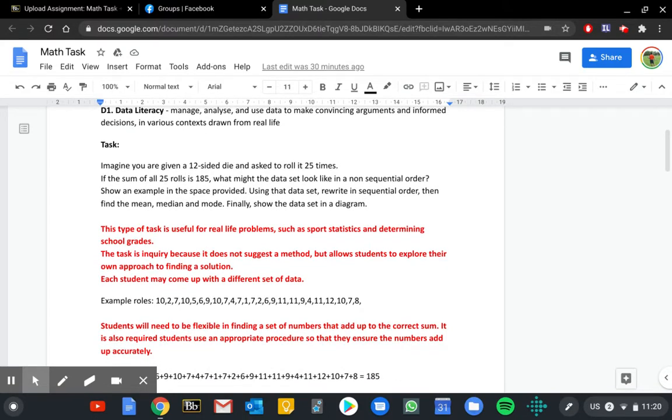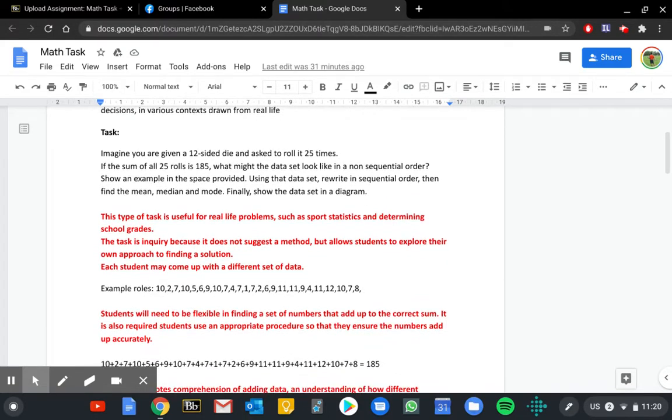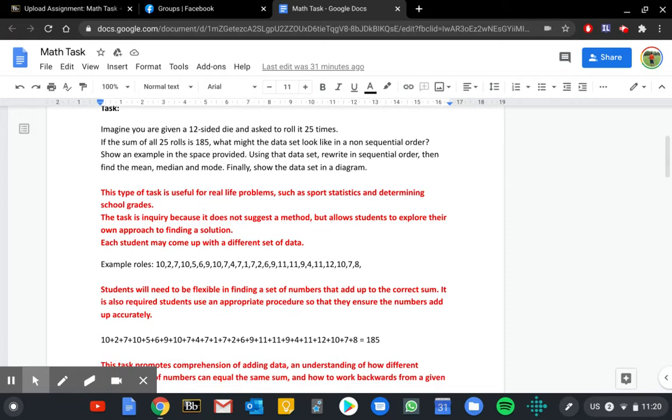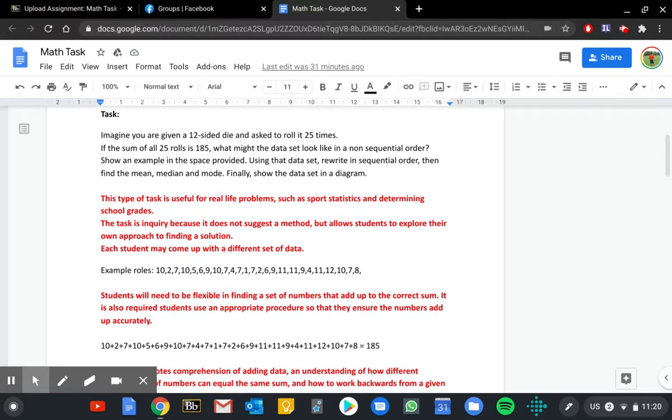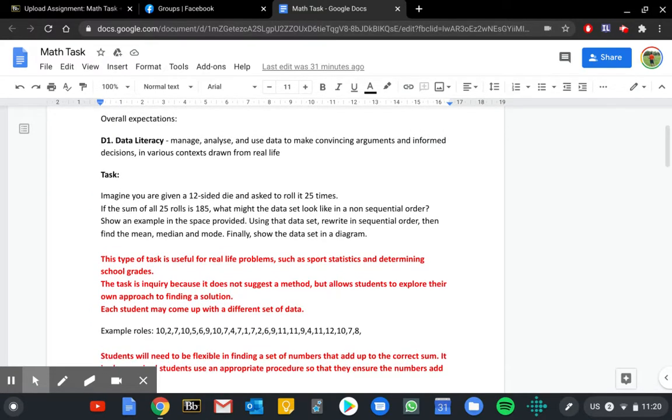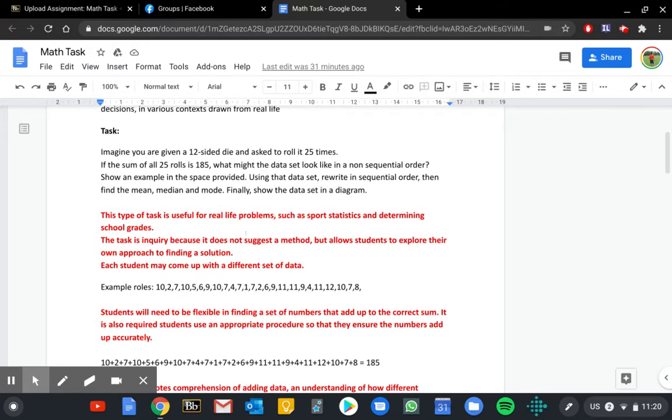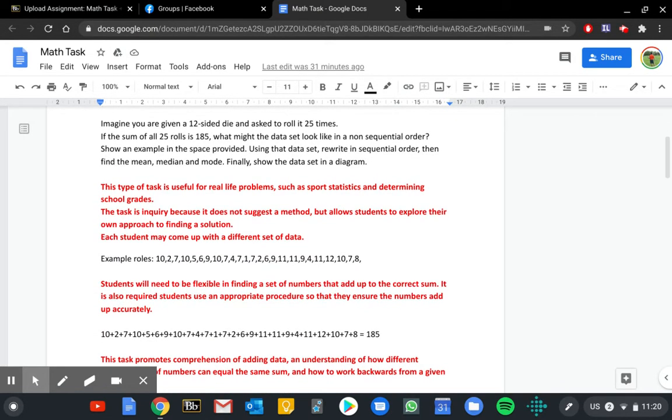This task promotes the four indicated strands of mathematical proficiency through first, productive disposition. So based on the task, students will find this type of statistical work useful for organizing different data sets. So for example, sports statistics, or school grades like finding average and progress.